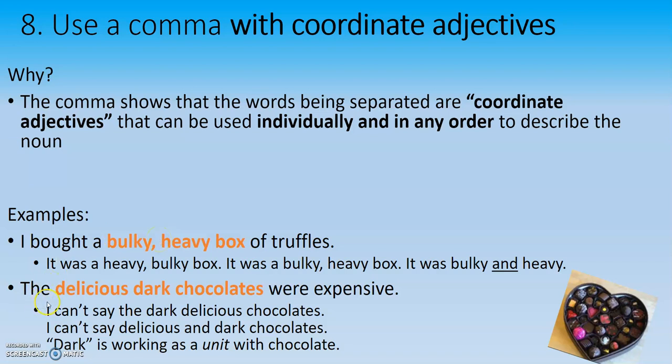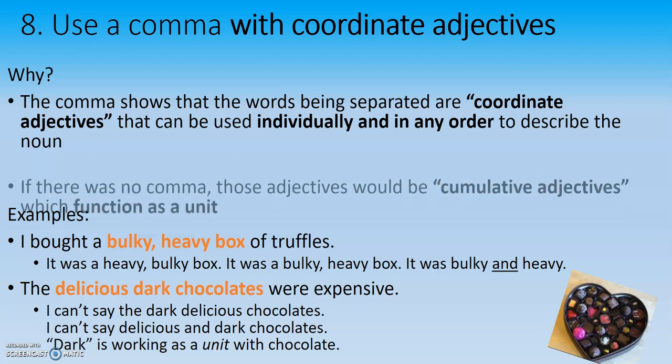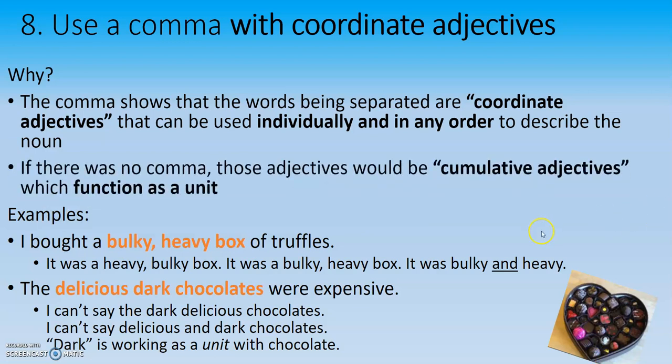In the second sentence, I can't say the dark delicious chocolates. It sounds really weird. And I also can't say the delicious and dark chocolates, because dark is a unit with chocolate. I can't separate dark away from chocolate. I can't put it before delicious. So in that case, those types of adjectives are called cumulative adjectives. They build on one another and function as a unit.